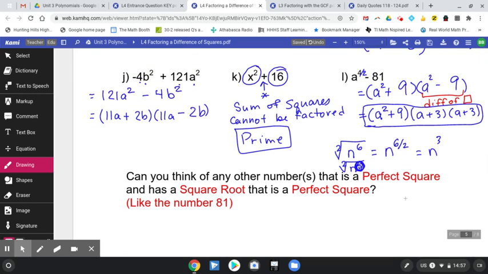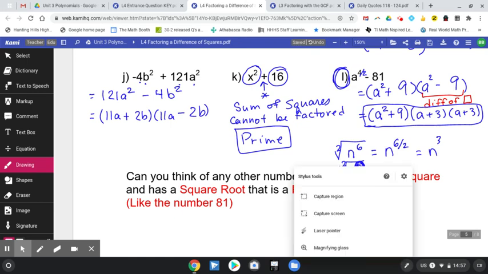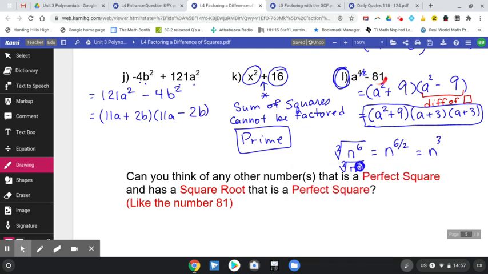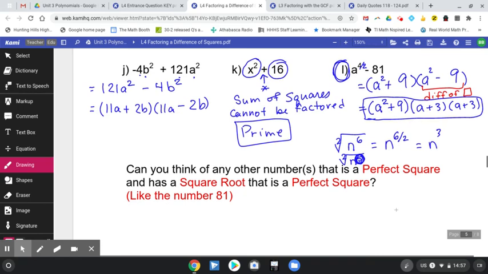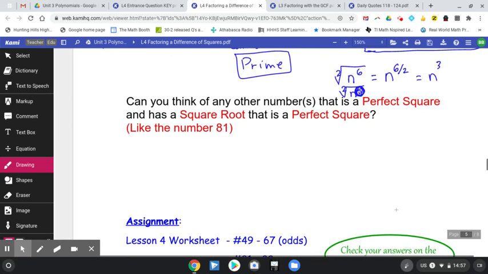But I want you to be on the lookout for this type that kind of goes into a second round. And the reason that it did that is because 81, when you take the square root of it, what you get is another perfect square, and that's why you have to watch out for that. Same thing with the a to the fourth. When I did the square root of it, I got a squared, which is a perfect square. So we've got to watch out for those ones where when you take the square root of a perfect square, you still get a perfect square.